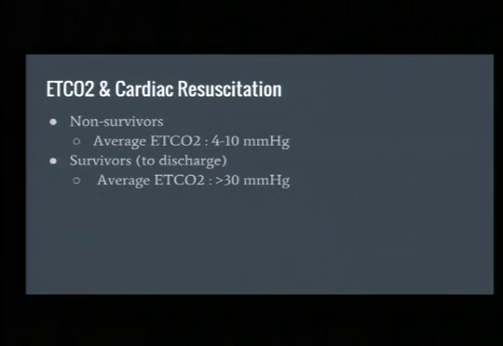Your end tidal in codes, basically non-survivors were below 10. 4 to 10, they did not survive. Survived to leave the building, like actually walk out, be intact, their end tidals stayed above 30. So in that 10 to 30 range is when you got a lot of the survivors, but not neuro intact. And if they pretty much stayed below 10 with good CPR, they were not going to survive their code.